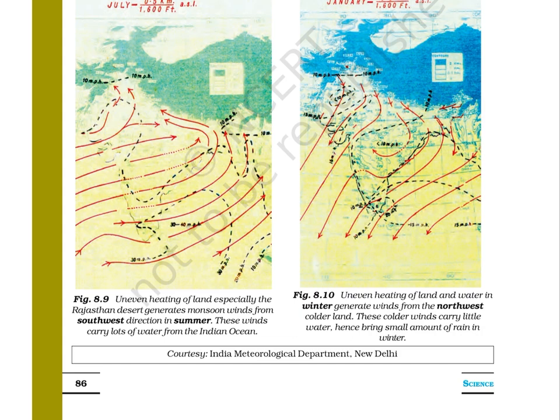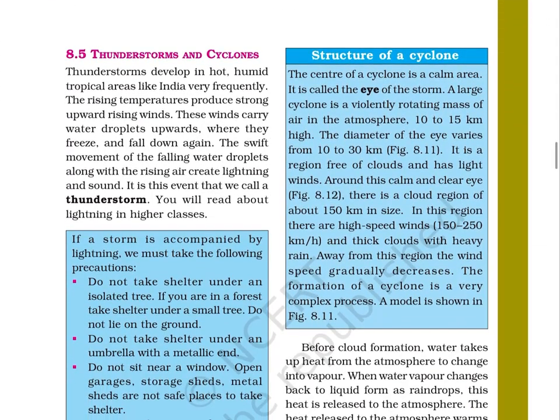Page 87. 8.5. Thunderstorms and cyclones. Thunderstorms develop in hot, humid, tropical areas like India very frequently. The rising temperatures produce strong upward rising winds. These winds carry water droplets upwards, where they freeze and fall down again. The swift movement of the falling water droplets along with the rising air create lightning and sound. It is this event we call a thunderstorm.